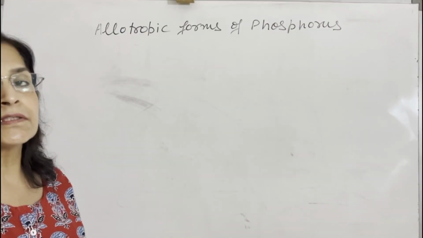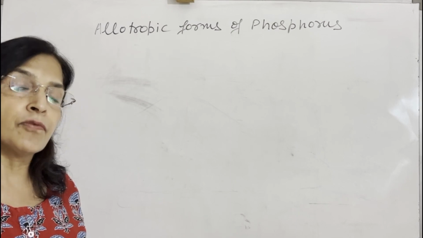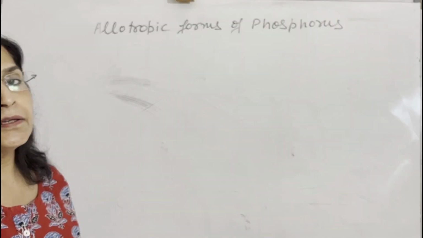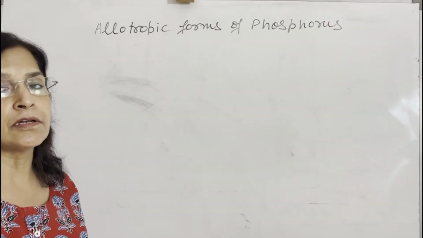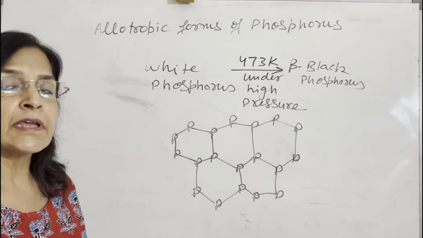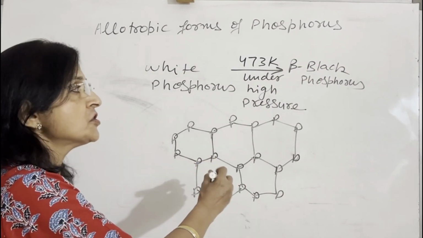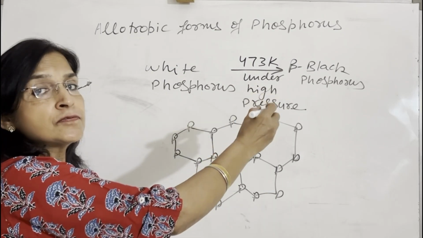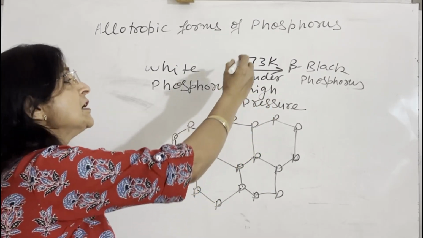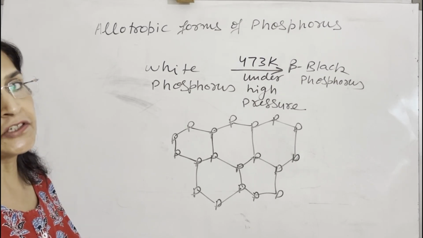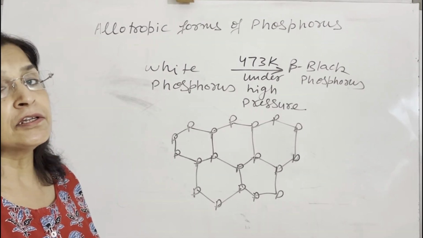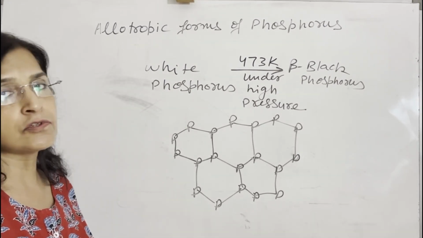Black phosphorus is the most stable allotropic form of phosphorus and it has a graphite-like layer structure. Black phosphorus exists in two forms, alpha form and beta form. This is the structure of beta form. Beta black phosphorus is obtained when white phosphorus is heated at 473 Kelvin under high pressure. When red phosphorus is heated strongly, then alpha black phosphorus forms.